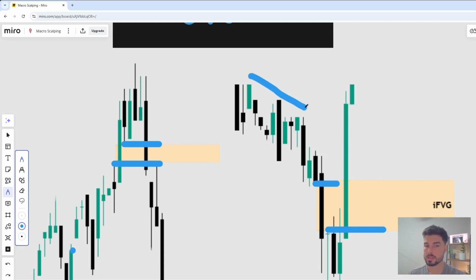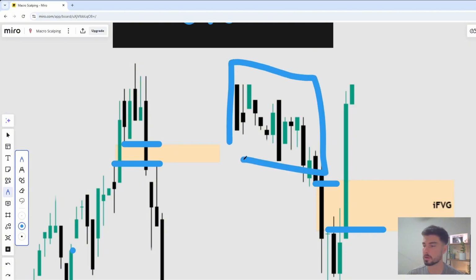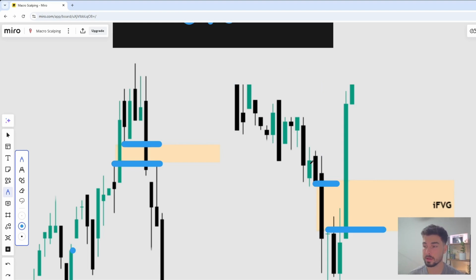So low resistance liquidity can be equal highs, equal lows. It can be trend line liquidity, but an easy way to identify it is just look for accumulation pockets, and you probably have low resistance. Hopefully that makes sense. If you have any questions, post them below in this YouTube video.